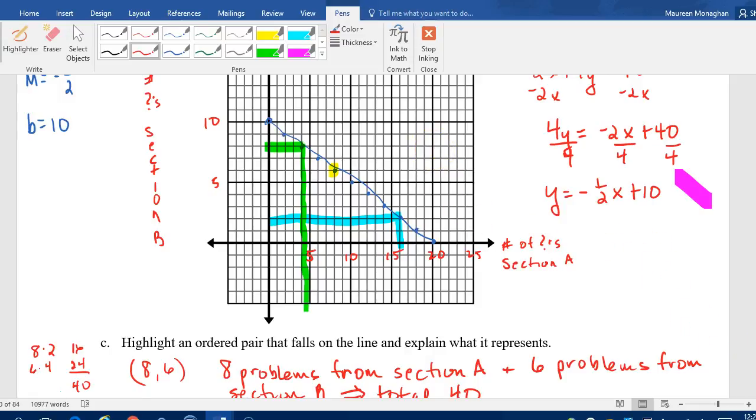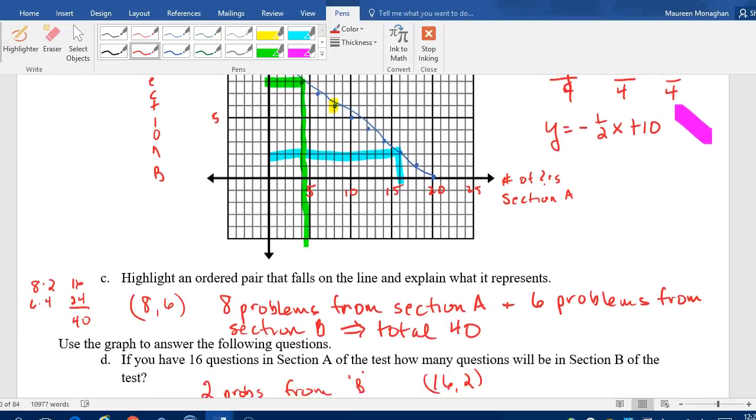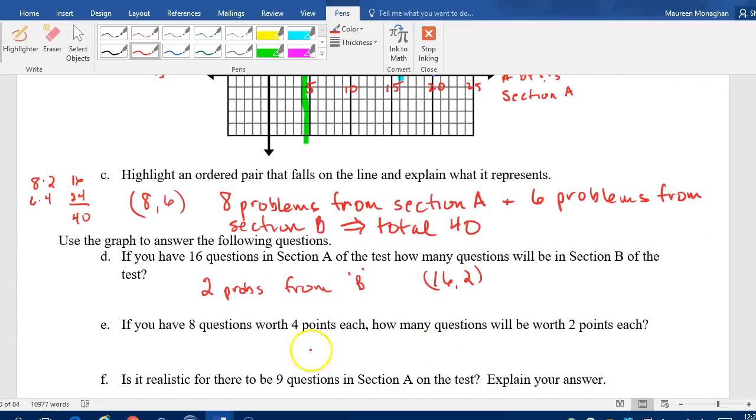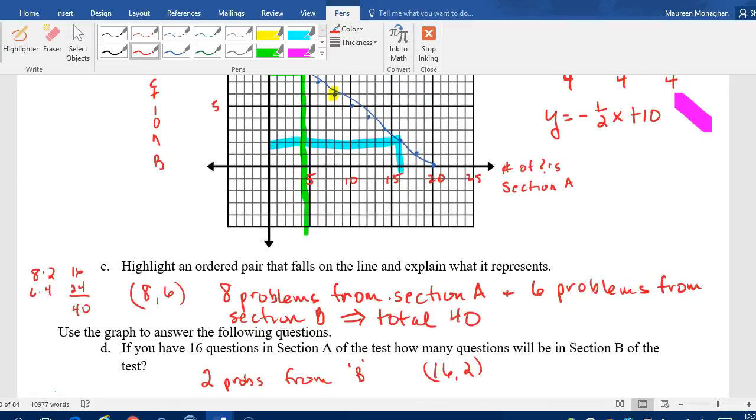Come on. So I would have 4, because 8, 4. So there would be 4 questions worth 2 points. Okay, is it realistic for there to be 9 questions in section A? All right, section A, let's find 9.